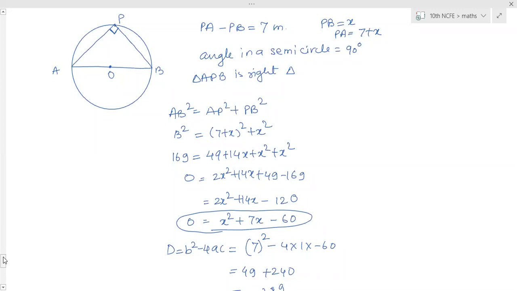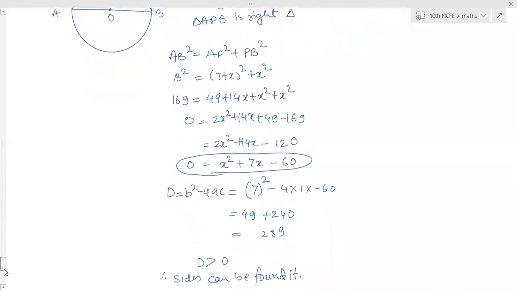Ma'am, for how many marks would this question be asked? 3. Ma'am, so it's like a short question, right? Yeah. Okay, ma'am, they have asked this question many times. Okay, thank you.